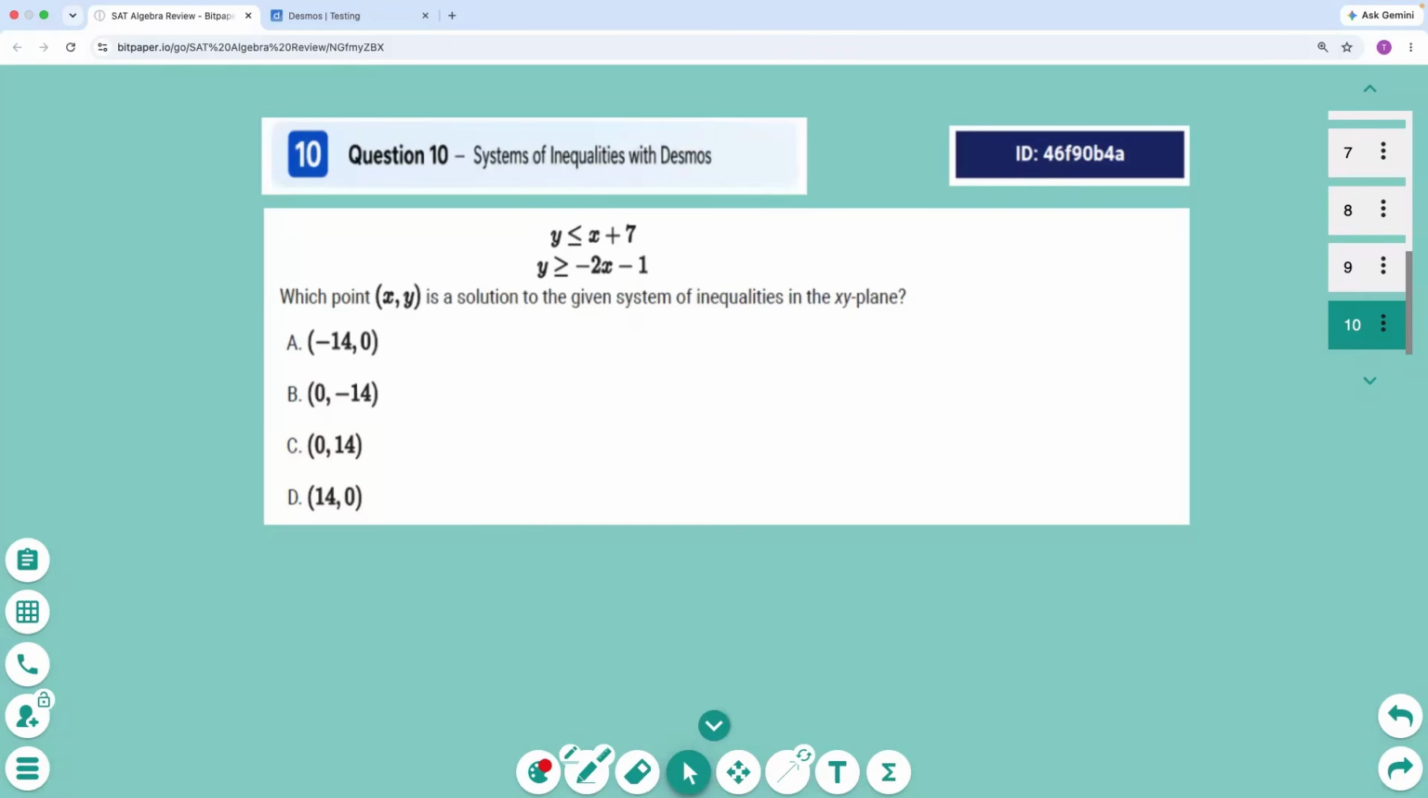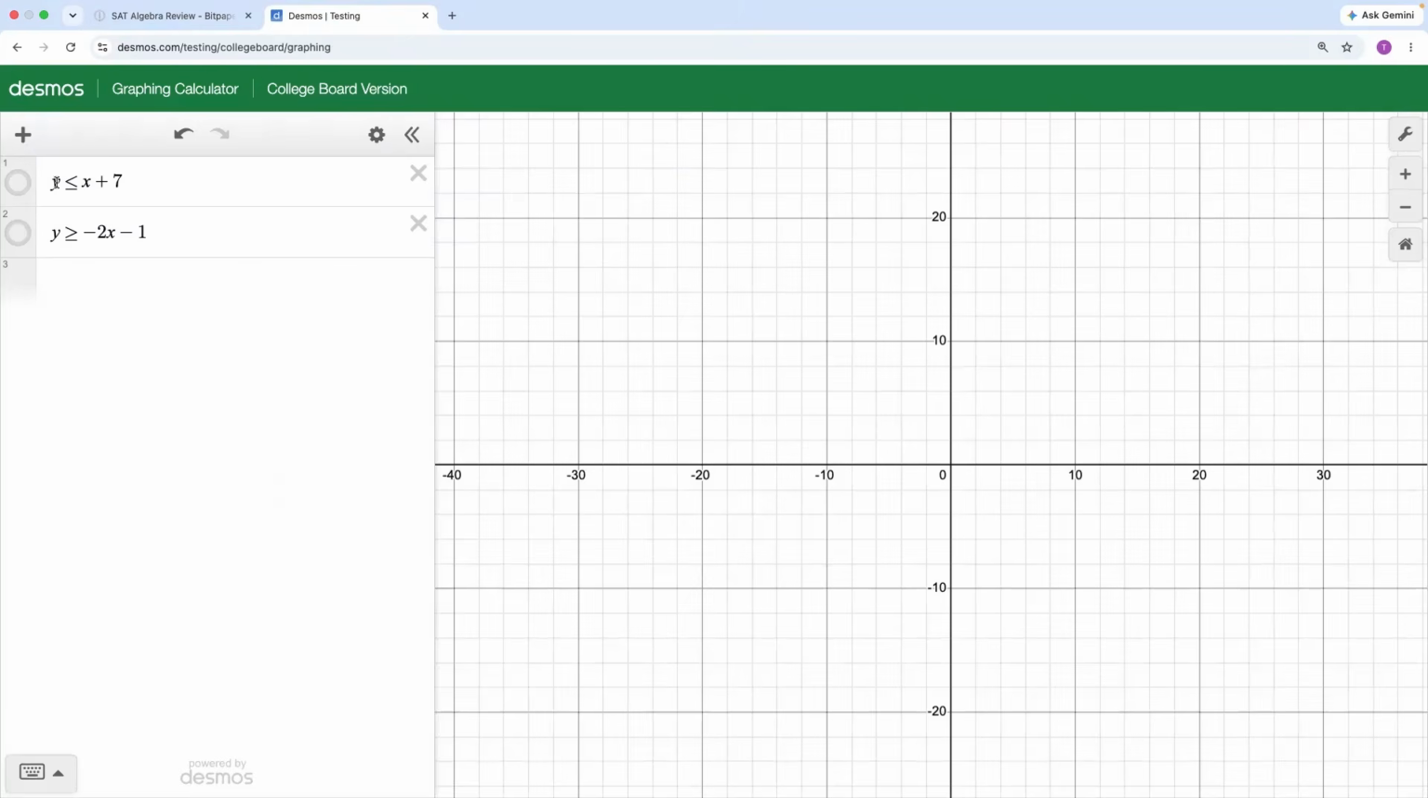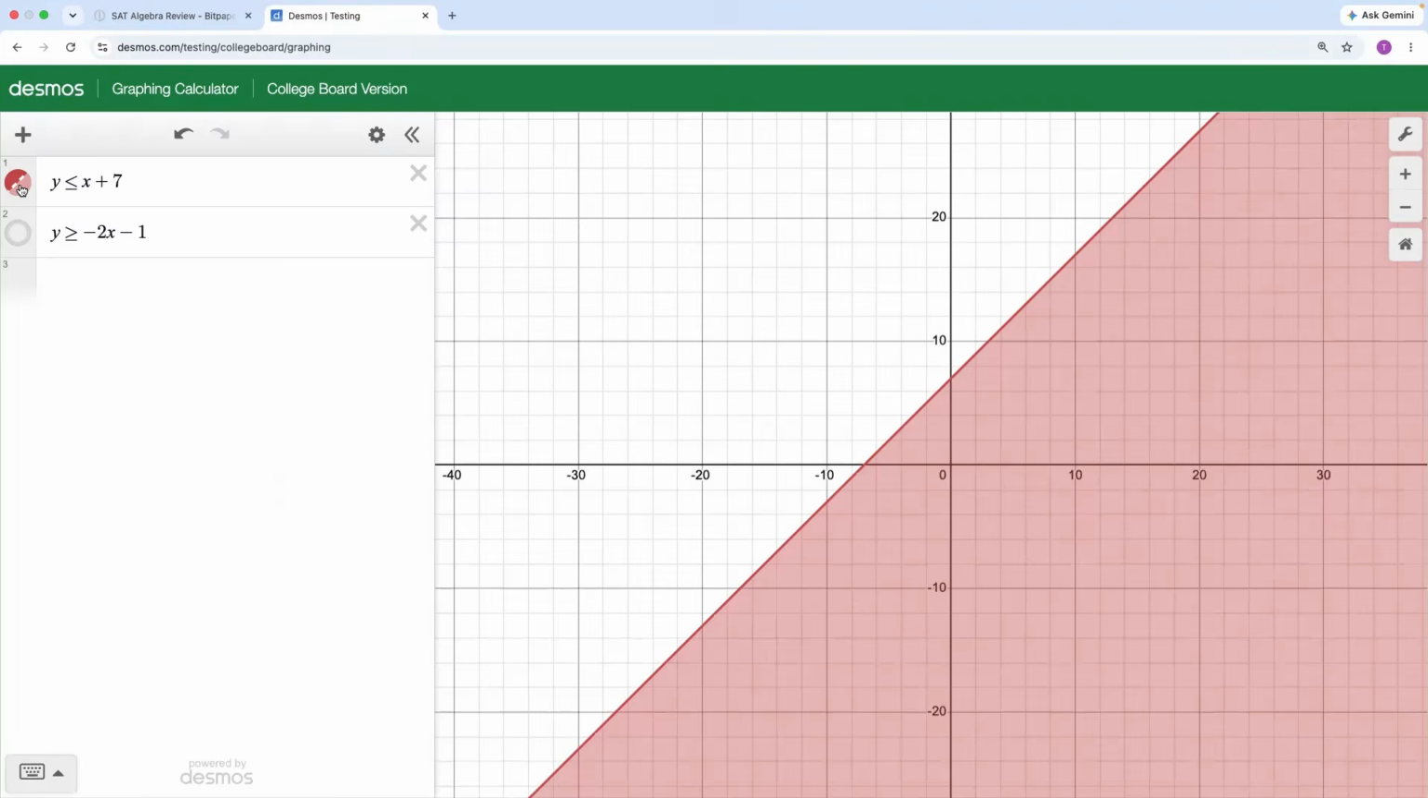Question 10. Which point (x, y) is a solution to the system of inequalities y is less than or equal to x plus 7 and y is greater than or equal to negative 2x minus 1? You could plug each point into both inequalities, but that takes more time. So instead, let me show you a faster way using Desmos. First, graph y is less than or equal to x plus 7. This shows everything below the line.